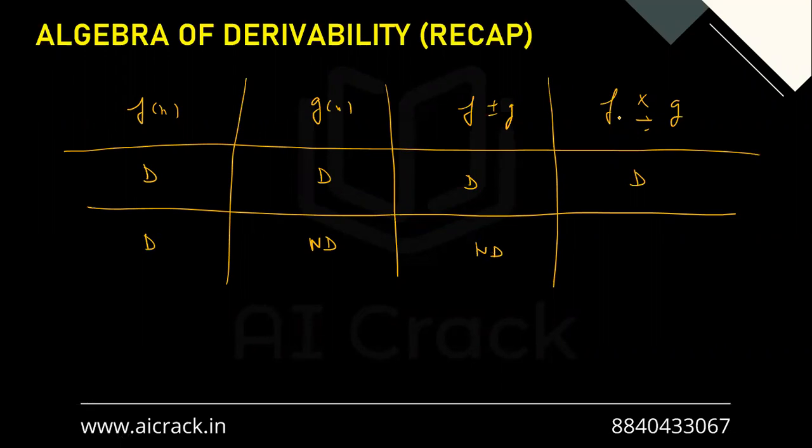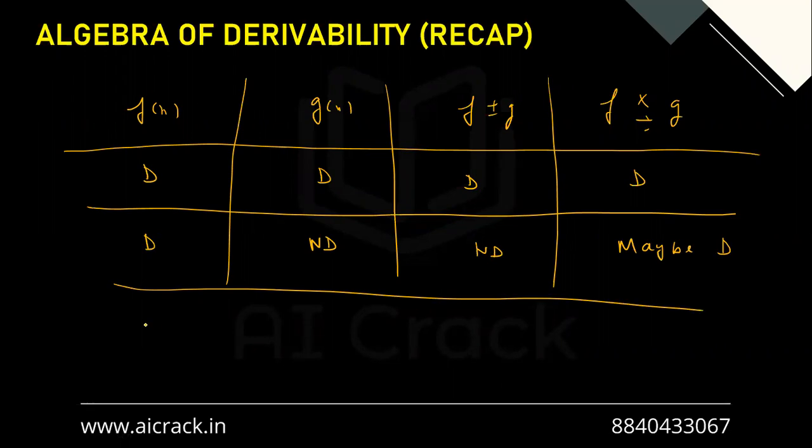But f multiplied by f divided by g, that can be differentiable. So maybe or may not be differentiable, right? Similarly, let's say we have this as non-differentiable, this also non-differentiable. So again, this can be maybe, same with this one. So we'll take the examples for these ones, the critical ones.